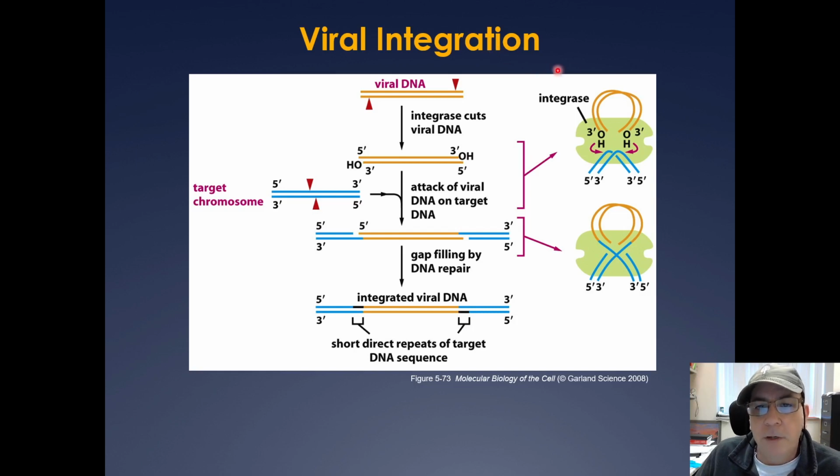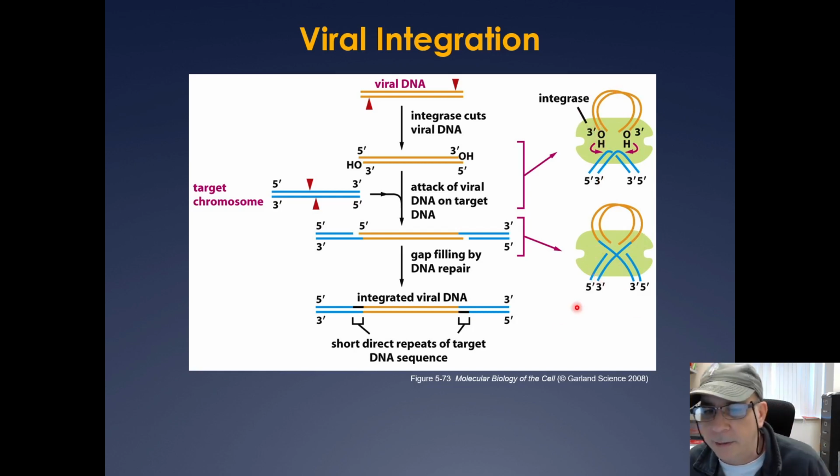Okay, so here's how viruses integrate into the genome. So you'll have your viral DNA. The integrase will process the viral ends, and then you'll have an attack of the viral DNA onto your chromosomal DNA. Then there's gap-filling repair, and it's integrated into the genome. Okay, and here's how the integrase helps to catalyze that reaction. The free hydroxyl groups can come in and attack the DNA.